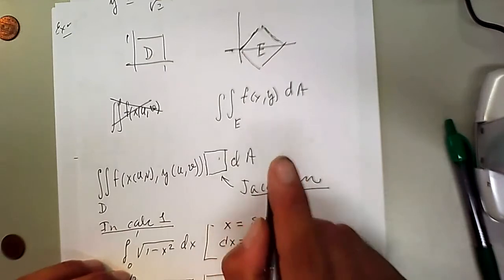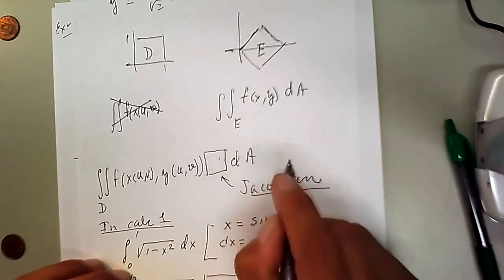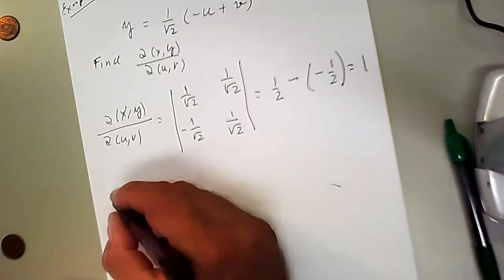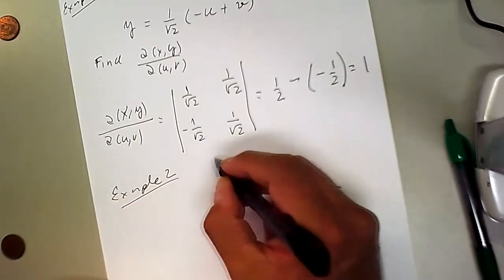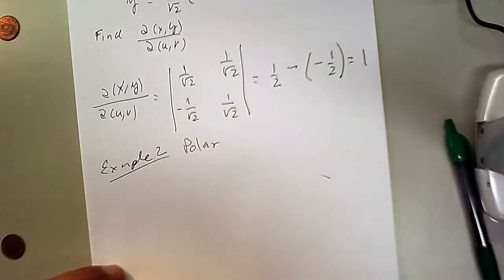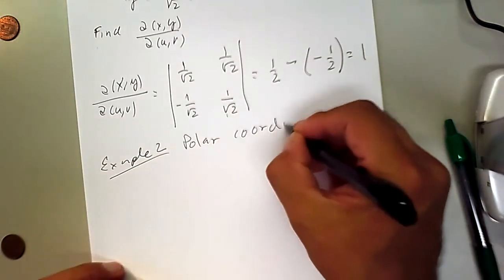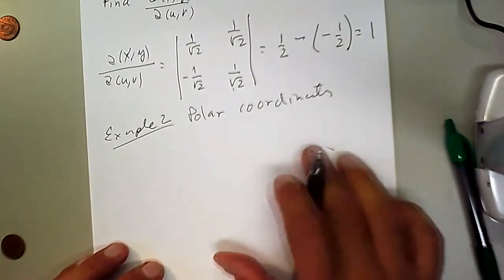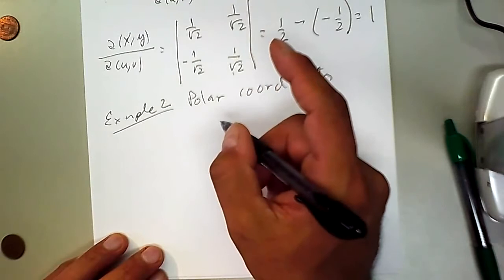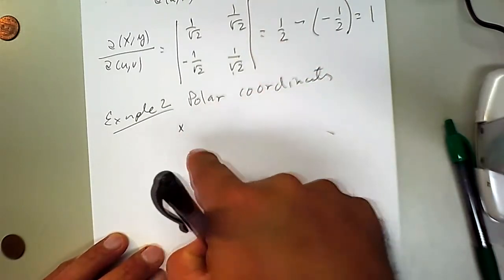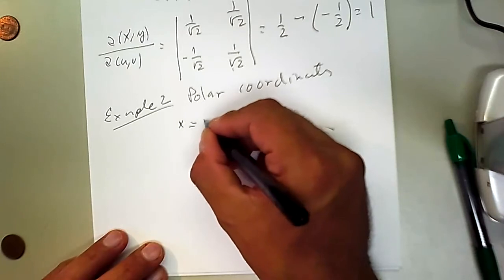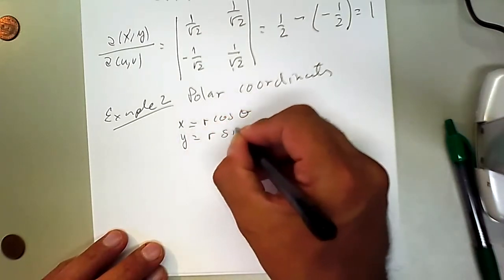By the way, polar coordinates has a Jacobian, and we should find the Jacobian corresponding to polar coordinates. Remember, example 2, let's stay with polar coordinates. The transformation into polar coordinates has a Jacobian, and you guys remember what it is, but let's double check that this general theory is consistent with what we have learned before. So we got x equals r cosine theta, y equals r sine theta.